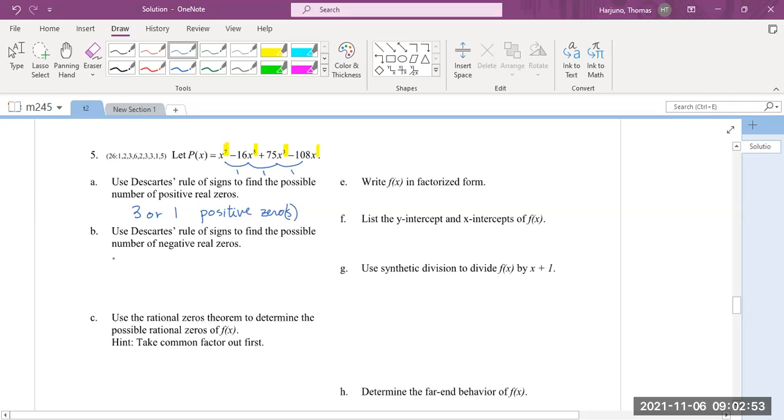How about the negative zeros? Replace the x by -x. This is what you will get. And we have 1, 2, 3 variations of signs, so 3 or 1 negative zeros.